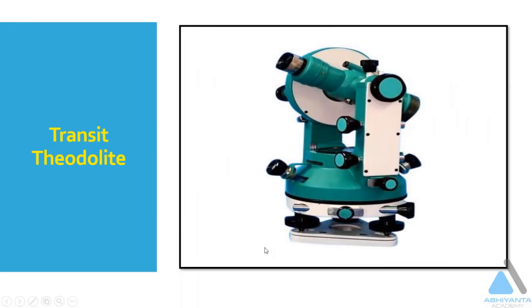Now look at the transit theodolite. Here you can see the telescope is not horizontal, it is a little bit inclined. It means this telescope can rotate in this direction about this axis. The whole telescope can rotate in this way. Such theodolites we call transit theodolites.